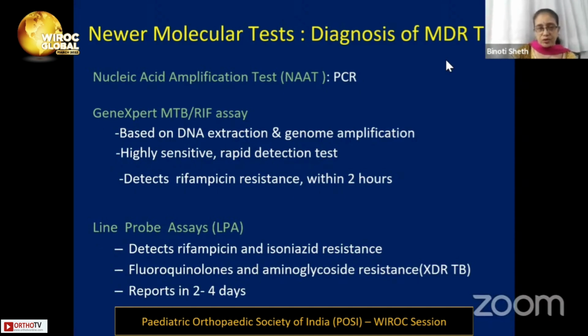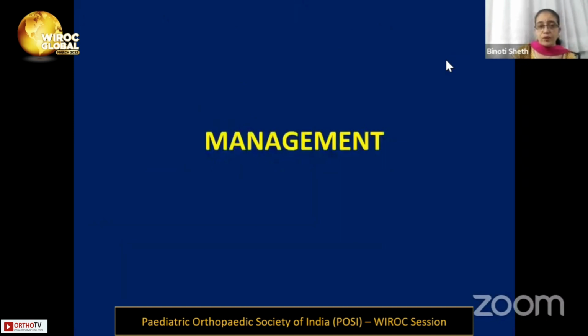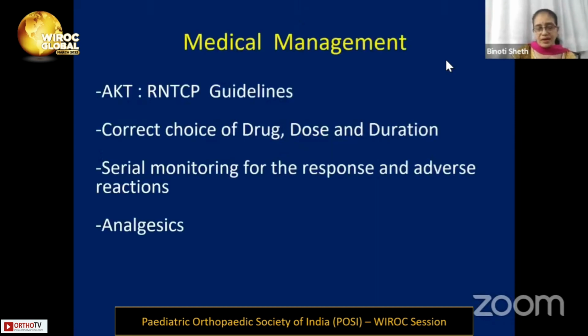Now once the diagnosis is made, the next step is how we manage the cases in a timely manner and get the desired good outcome. Mainly in tuberculosis of the hip, we require thorough medical management, especially if it's a synovial variety and in the early stage. A proper anti-Cox treatment as per the Revised National Tuberculosis Control Program guidelines is what we need to start at the diagnosis of Cox hip.